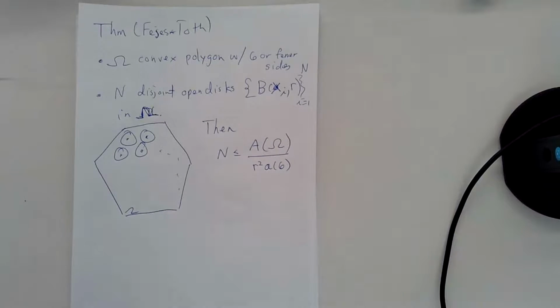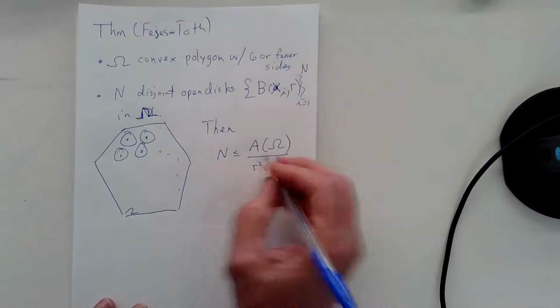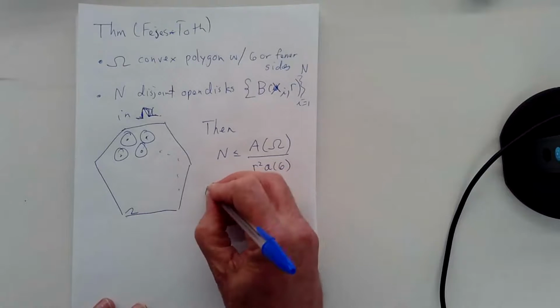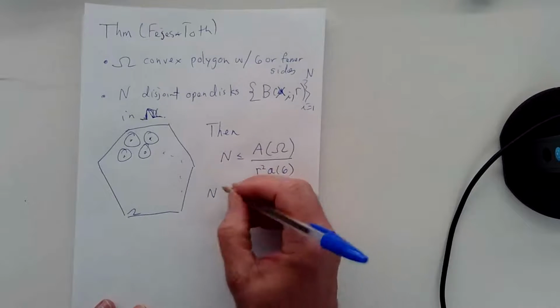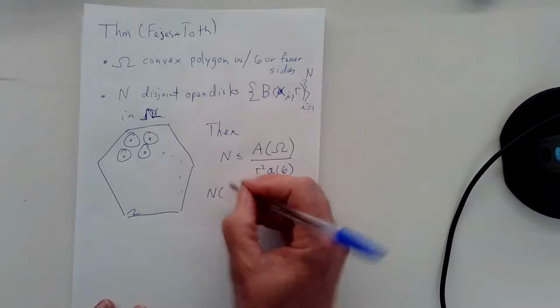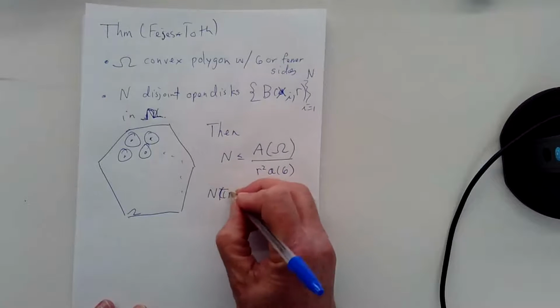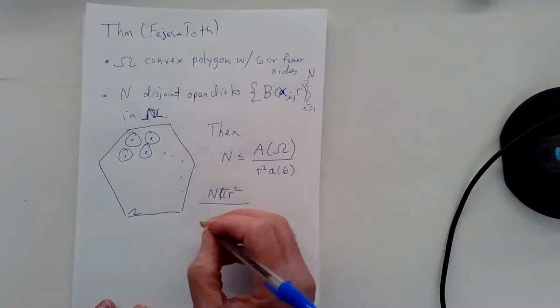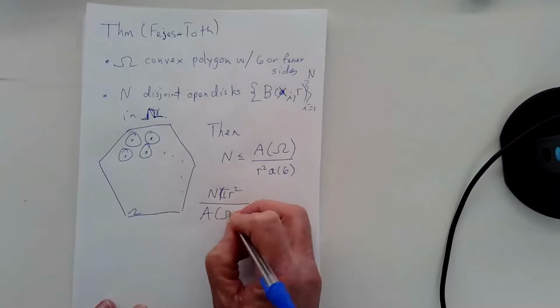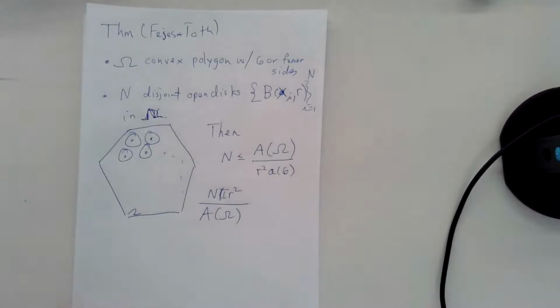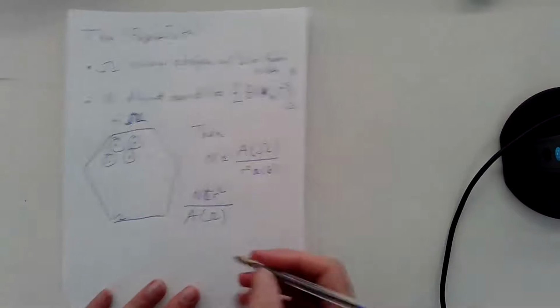Okay. So you can rewrite that as the area covered by these disks, n pi r squared, divided by the area of omega. That would be the fraction of the area covered by your packing divided by the area of the large set.